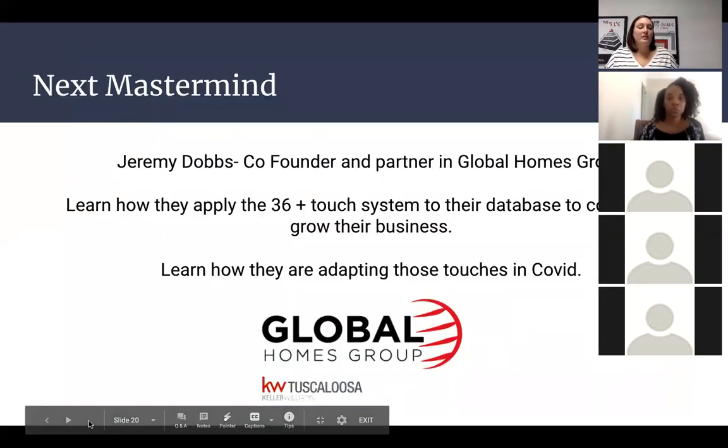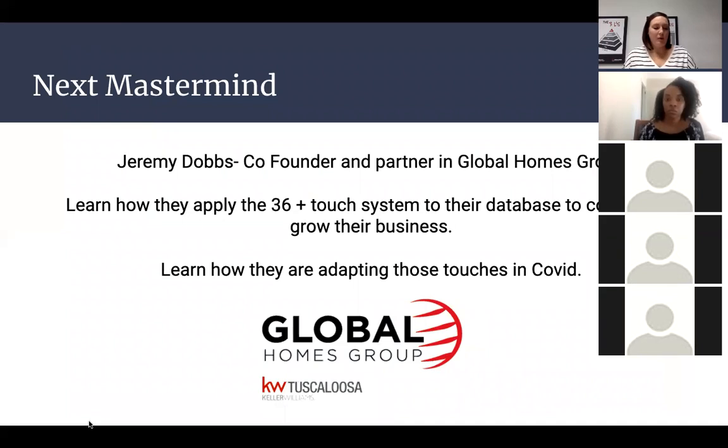So next week, Jeremy Dobbs, who's Adam, our operating partner's co-founder and partner in Global Homes Group, is going to talk to us about how they apply the 36 touch and how they've adapted in COVID. So that'll be some practical. You'll hear from a mega team, expansion team, a little bit about their production. They did 70 million in volume last year. I think they have about 17 agents on their team. They're out of Tuscaloosa, and they have agents in Birmingham and Madison. They're looking also to put an agent here in Montgomery.